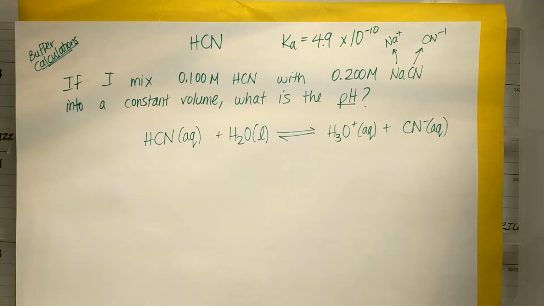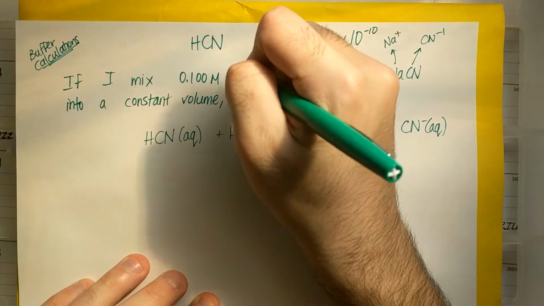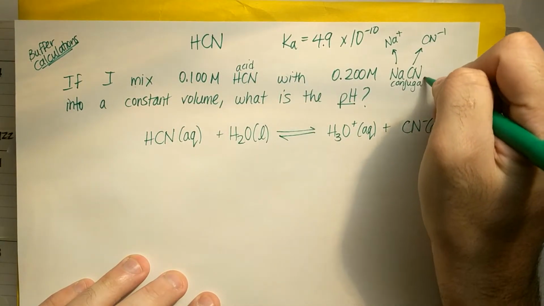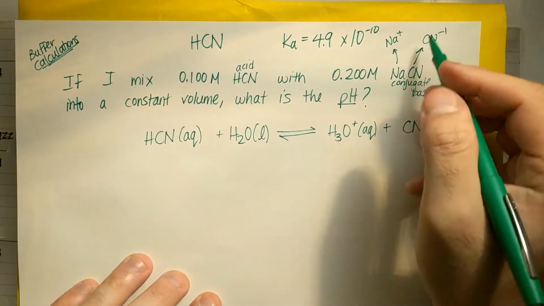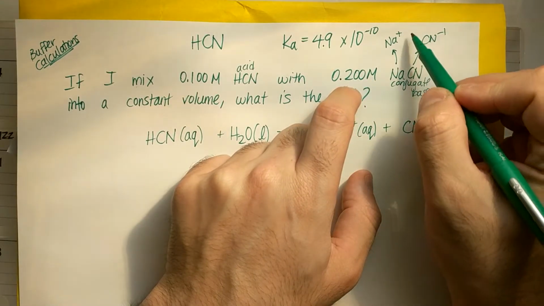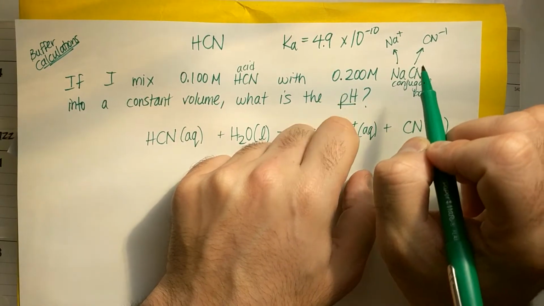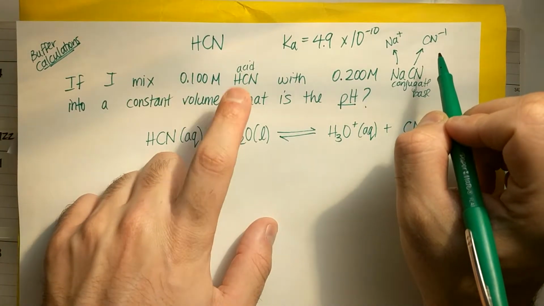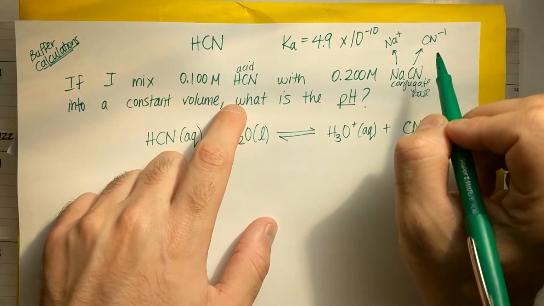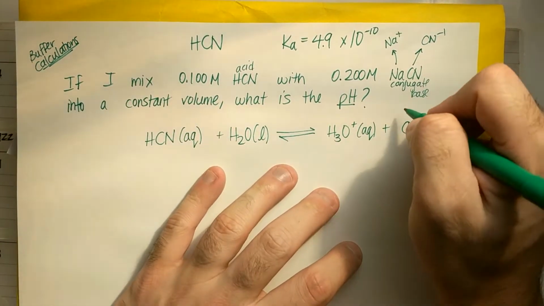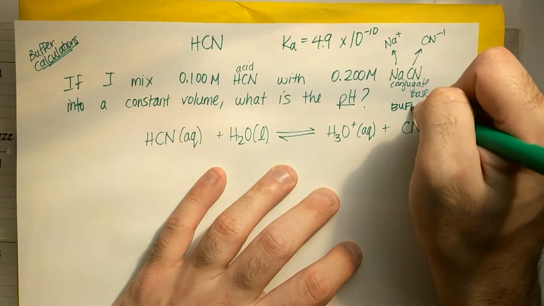Okay? Now, if I have a mixture of an acid and its conjugate base, how do I know what's its conjugate base? Well, this isn't HCN, this is NaCN. That NaCN came from Na plus and CN minus, and this CN minus is the only common ion with HCN, so that must mean that it's its conjugate base. If I mix an acid and its conjugate base, I make what's known as a buffer.